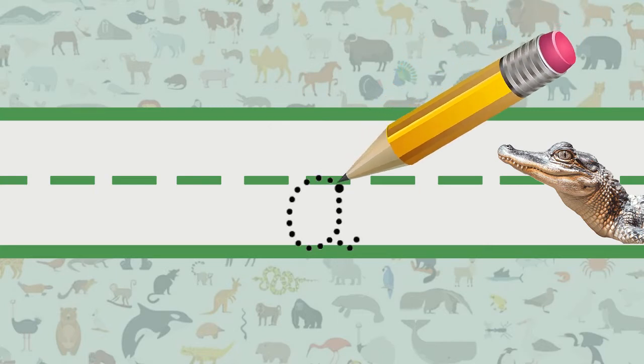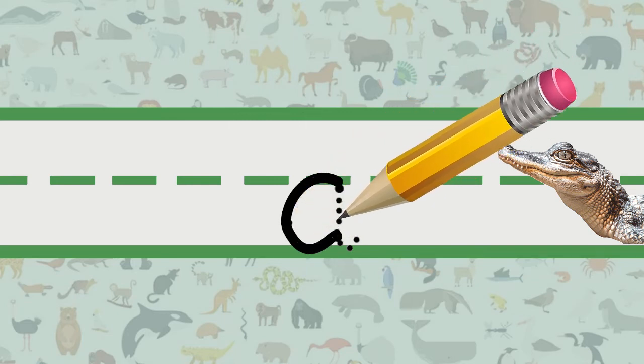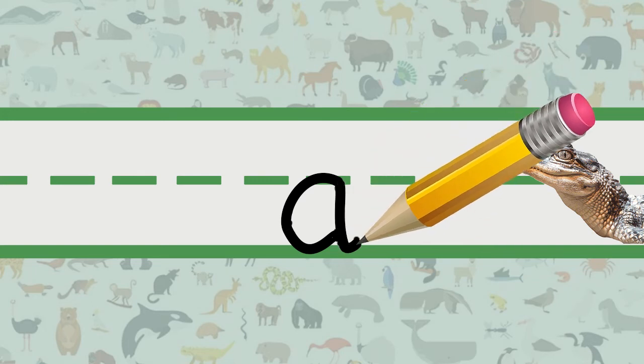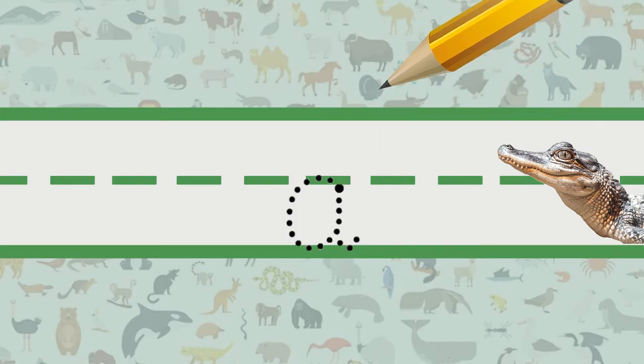Start in the middle and draw a curved line down to the bottom. Then go back to the middle and draw a straight line down to the bottom. Good job! Let's do that again.